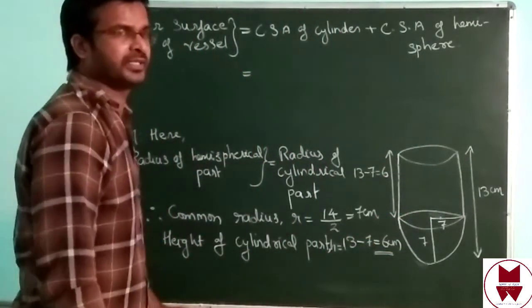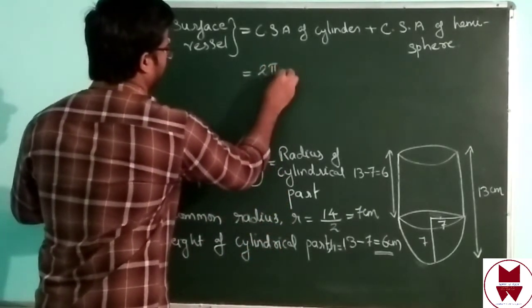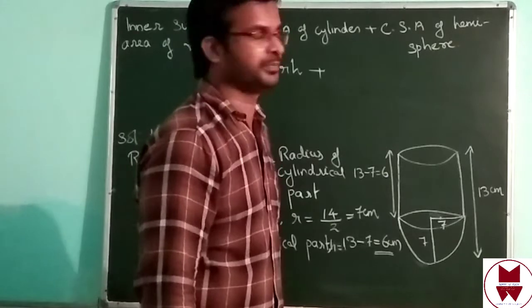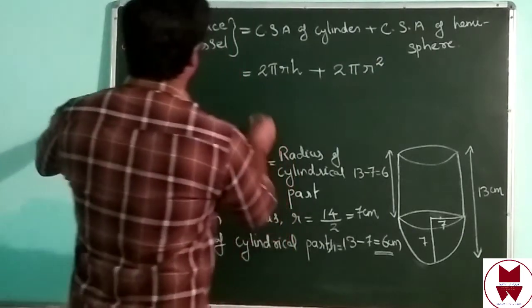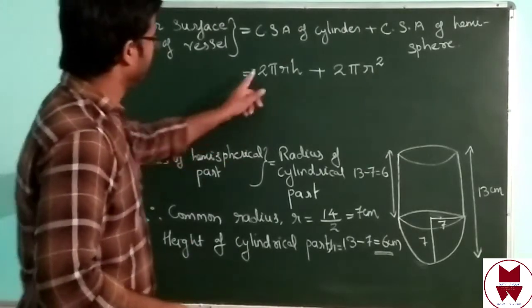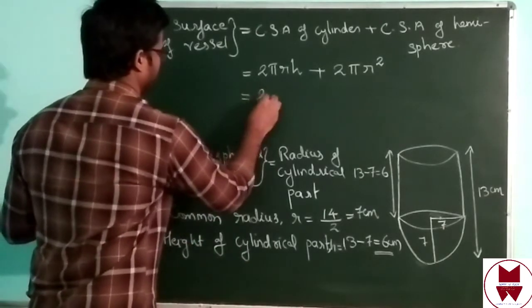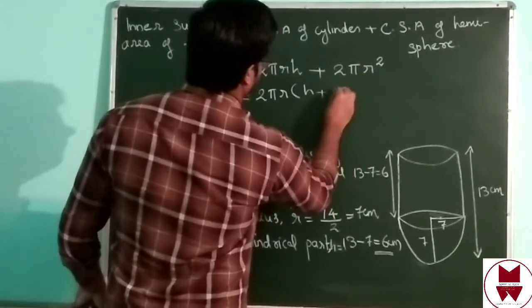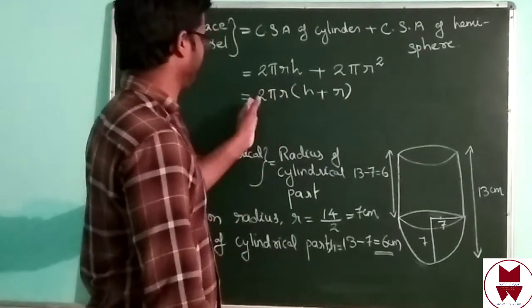Then CSA of cylinder, which formula? Already studied. That is 2 pi rh, plus CSA of hemisphere, that is 2 pi r square. Equal to. From here, what things can you take common outside? 2 is there, pi r. 2 pi r take outside. Then remaining here h plus remaining r. If you give directly also you will get the same answer. If you take the common thing outside, that is easy to do.